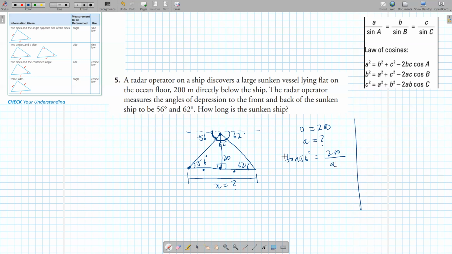And it's going to be the exact same thing on the other triangle. The opposite is still 200. We're still interested in the adjacent here, but now the angle is 62 degrees, right? This is from the triangle on the right, and this is on the left. Now notice the unknown is in the denominator. How do we solve this equation?